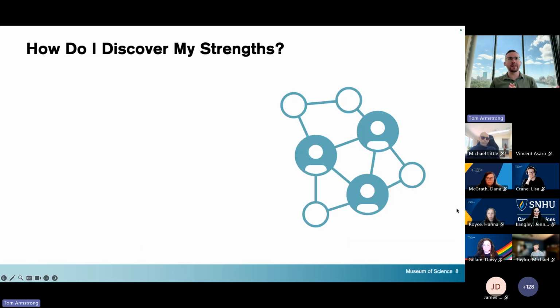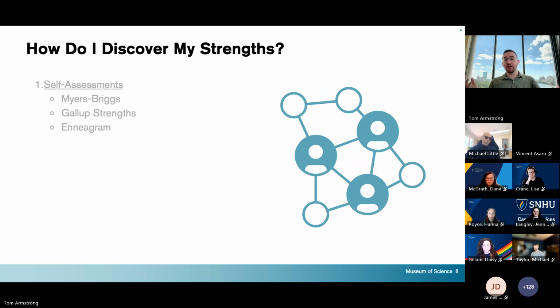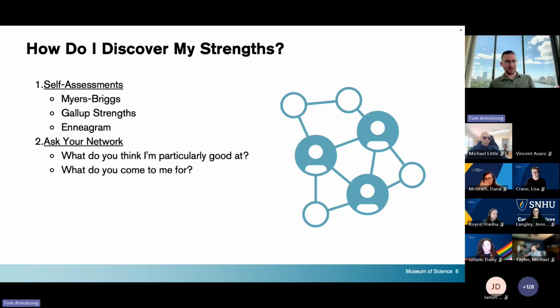Now you might get stuck and you might be thinking, okay, how do I discover what my strengths are? This is how I've done it. I've started with self-assessments. So I might look up the Myers-Briggs or the Gallup Strengths Quest or even Enneagram. These personality assessments or intakes, what they've done for me is they've just given me the language to articulate things that I've already thought or felt or done. They've given me the vocabulary to be able to talk about it. I've asked my network, I've asked my colleagues, what do you think I'm particularly good at? Or what do you come to me for? These start to help me define, okay, this is what I've done better. This is what I could be selling to an employer.